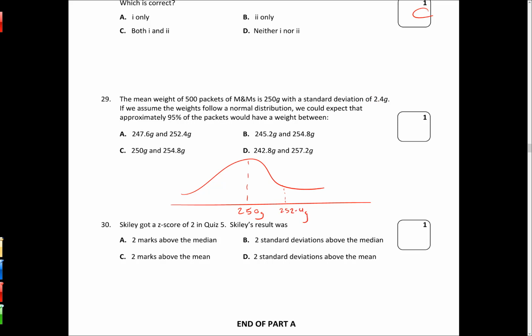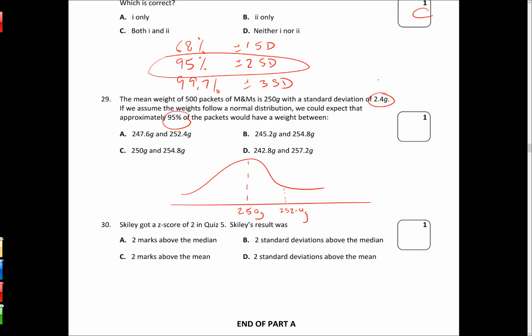Now how far do I want to go? It's asked me about 95% of the packets. And I know that 68% was how much lay between plus or minus 1 standard deviation of the mean. 95 is my next magic number between plus or minus 2 standard deviations. 99.7% was plus or minus 3. So there's my answer. I don't need to draw the whole picture. I just need to know that 95% of my results will lie within 2 standard deviations of the mean.